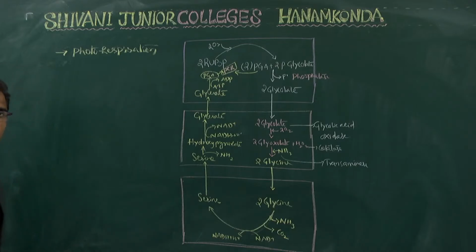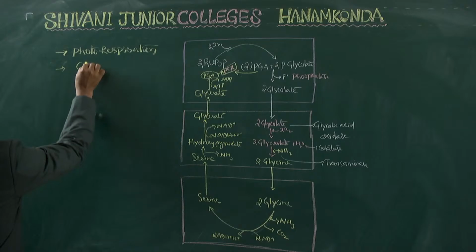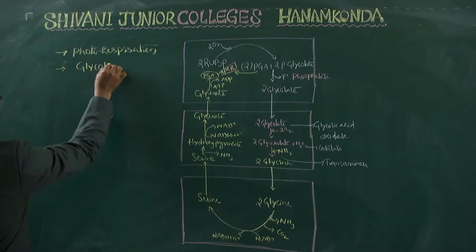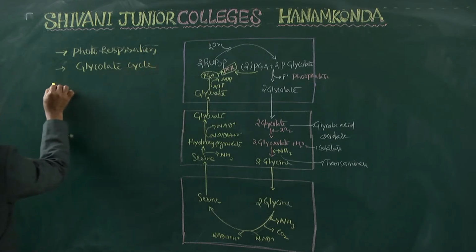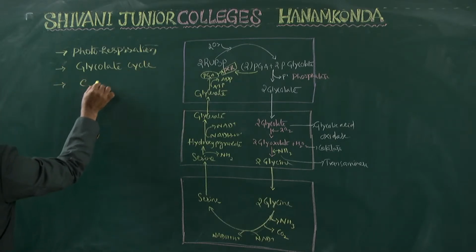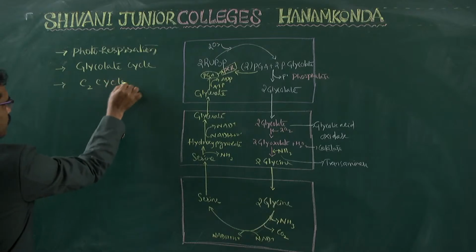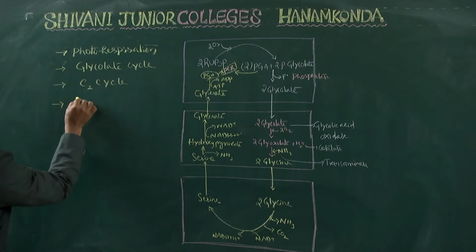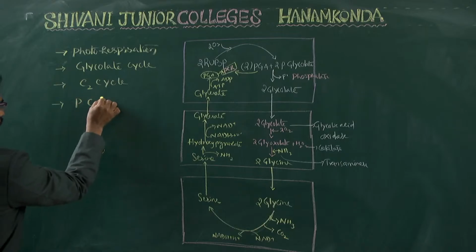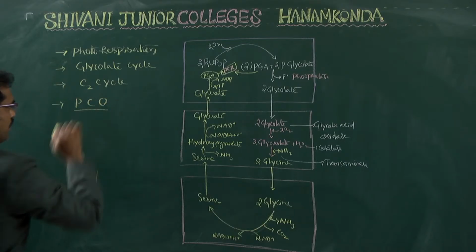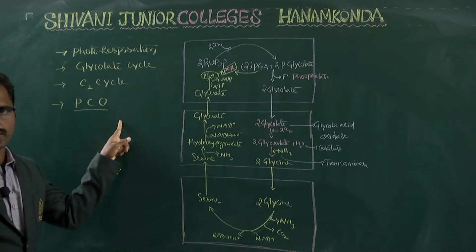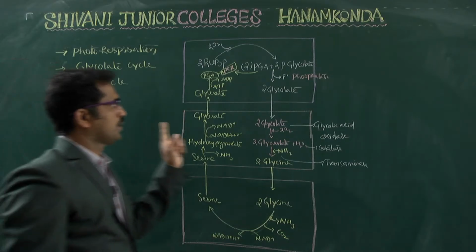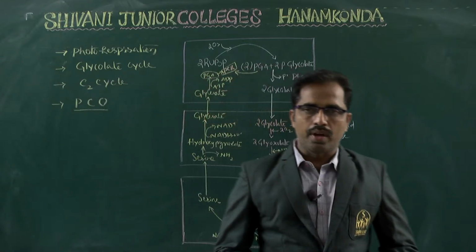This photorespiration is also called the glycolate cycle, or C2 cycle, or photosynthetic carbon oxidation, PCO. Photosynthetic carbon oxidation. Okay. So, where can we observe photorespiration?